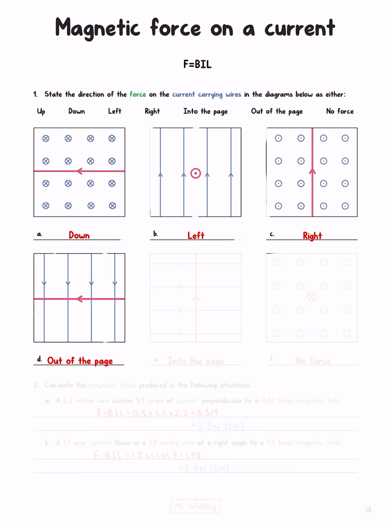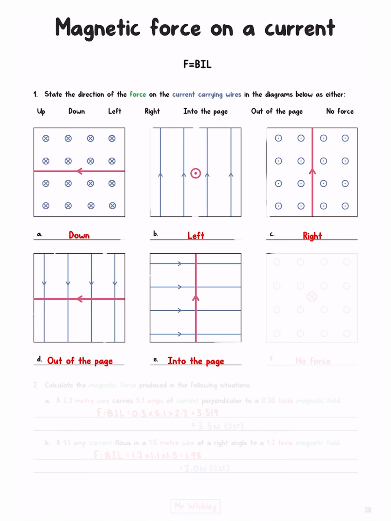In our next example, our magnetic field lines point towards the right, and our current points upwards. Getting your right hand, pointing your fingers towards the right in the direction of the magnetic field, and your thumb upwards in the direction of the current, your palm will now face into the page, which is the direction of our force.